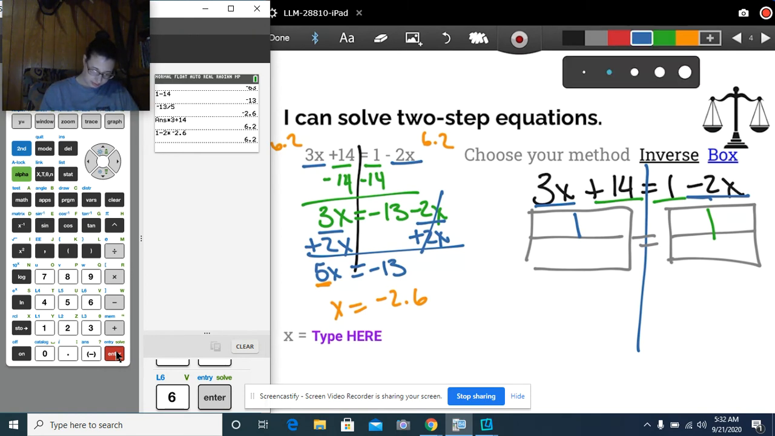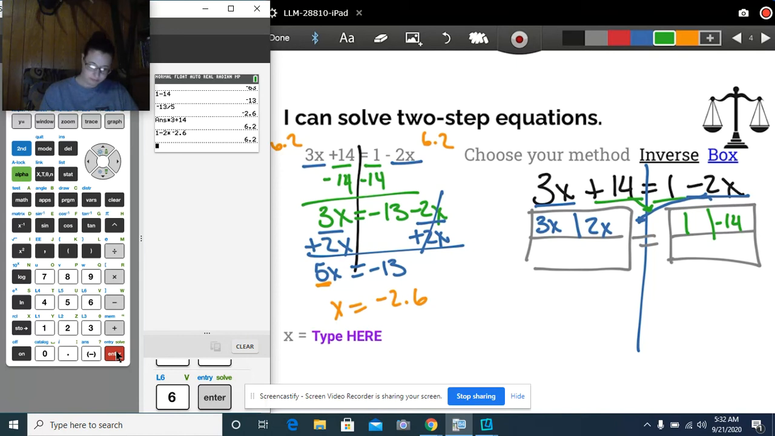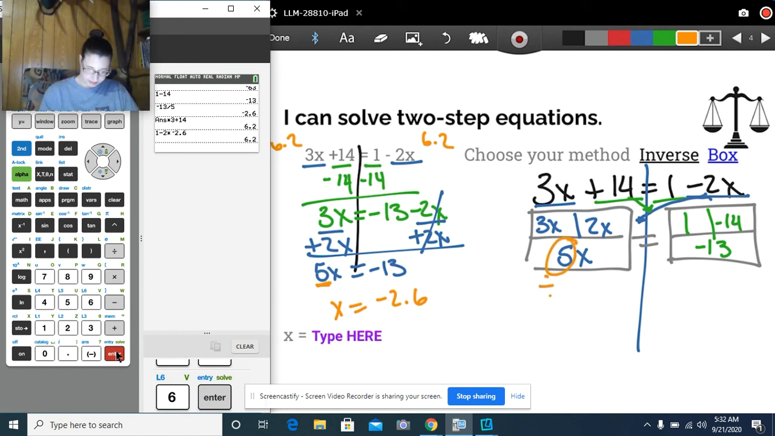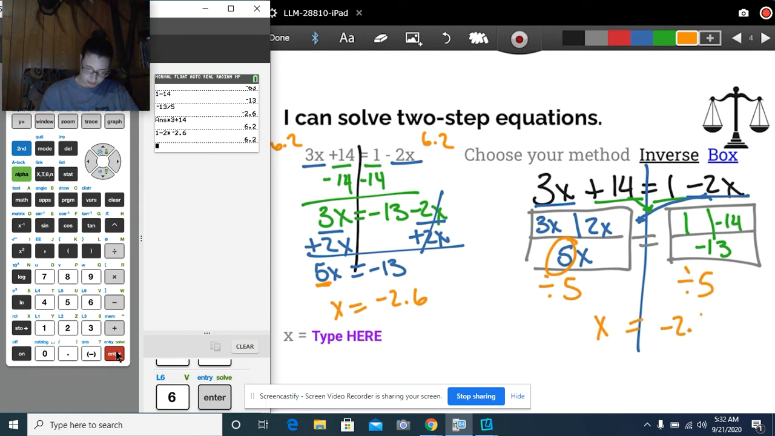My 3x doesn't cross this blue line, so it's going to stay the same. But this negative 2x, it does cross the line, so it's going to go from a negative to a positive. My 1 is going to stay the same, but because it crosses the line, my 14 becomes a negative. I'm going to add these together. I've got 5x, and then 1 minus 14 is negative 13. The very last step is I have to get the variable by itself, and I do that by dividing by 5 on both sides. I'm left with x is equal to negative 2.6.